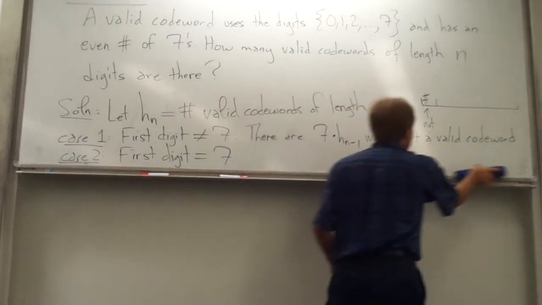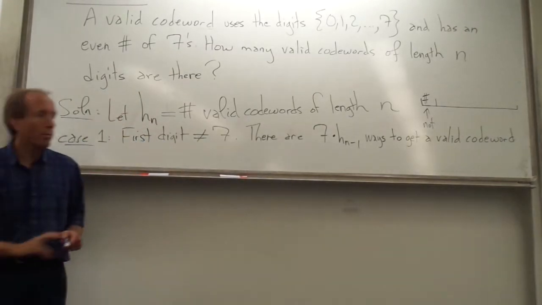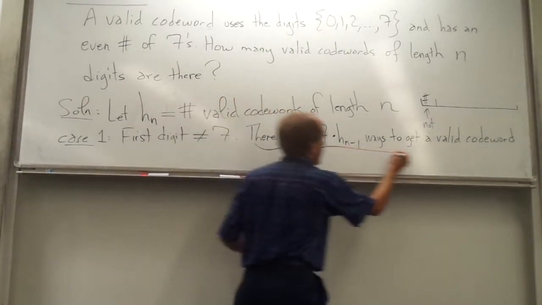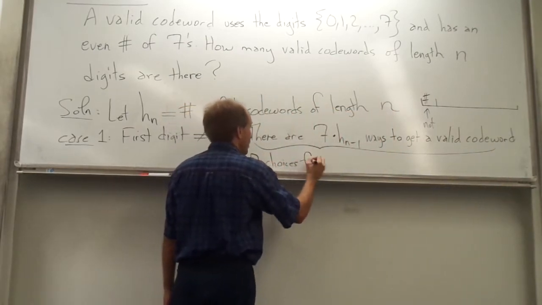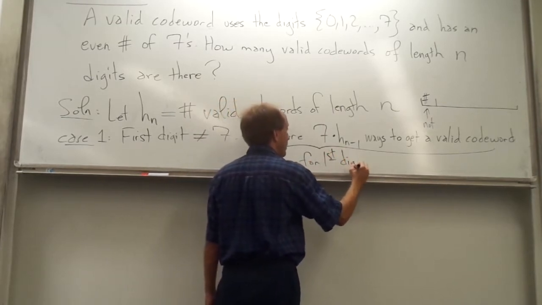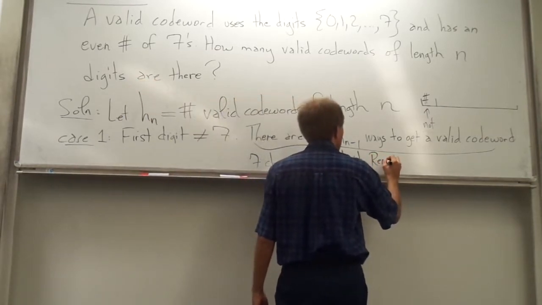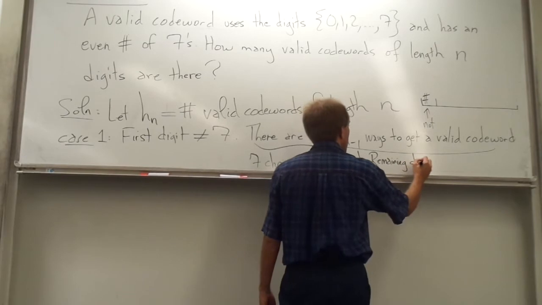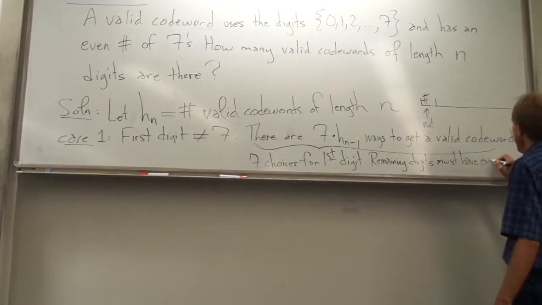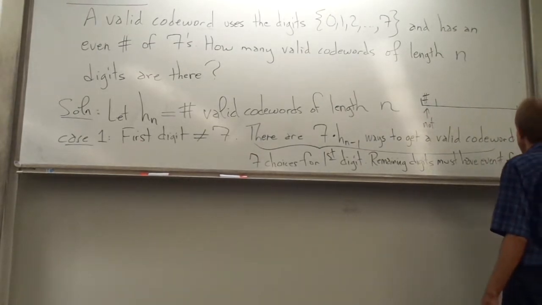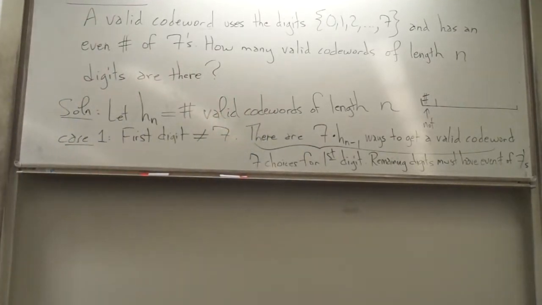You know, that should probably be explained a little bit. I'm going to move case 2 to the other board in a second. I need a little more room here. So the idea, just to explain this, is that you have 7 choices for the first digit, right? And then the remaining digits must have an even number of 7s, and there are of course n minus 1 remaining digits. So that would be how to do that part.